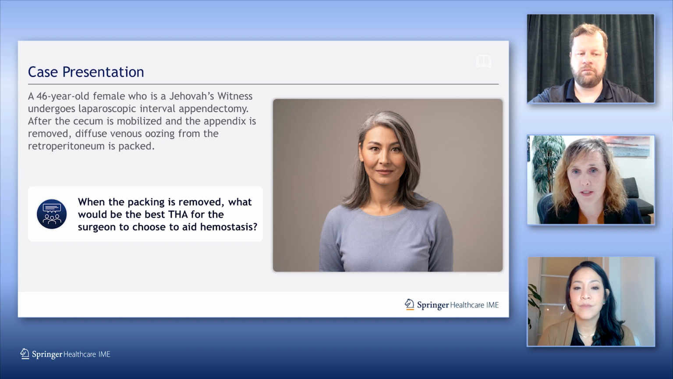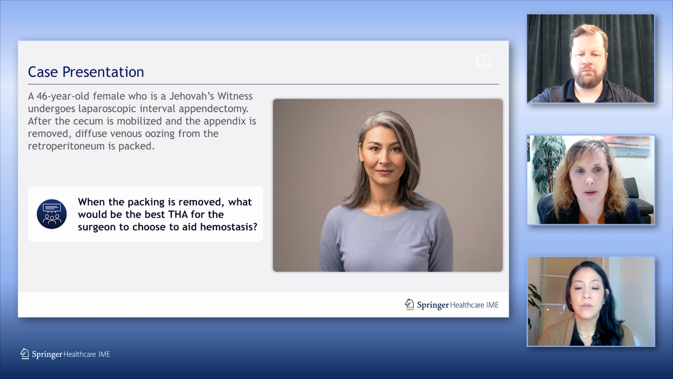So in this case, we describe a 46-year-old female who is a Jehovah's Witness who undergoes laparoscopic interval appendectomy after a perforated appendicitis several months ago. After the cecum is mobilized and the appendix is removed, you note that she has diffuse oozing from the retroperitoneum, which is packed. After the packing is removed, you consider using a THA.